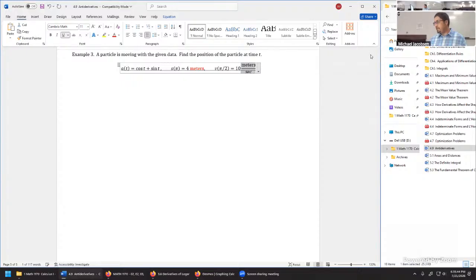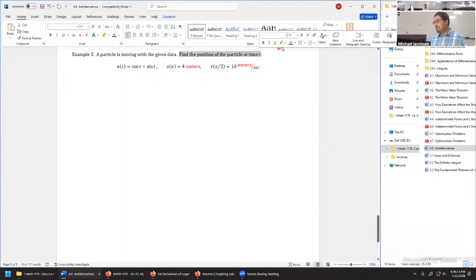Let me try to make that look a little bit nicer. That'll do the job. And I don't know why I got underlined. Let me see if I can fix that. There we go. So there's just a small correction there so we know what the units are. Here's the acceleration. That would be meters per second squared, but I'll just leave it in that format there. It's cosine t plus sine t. So we want to find the position of the particle at time t.